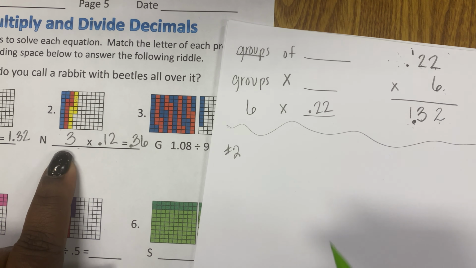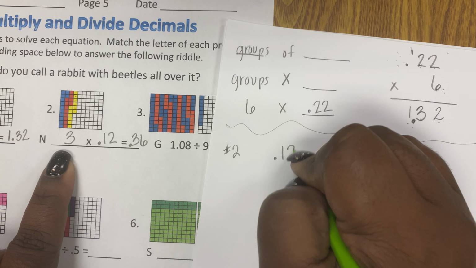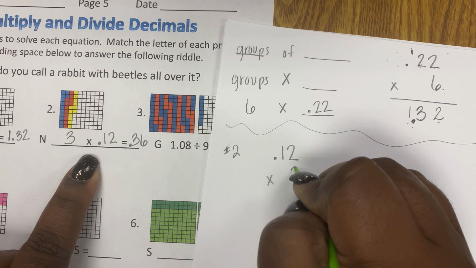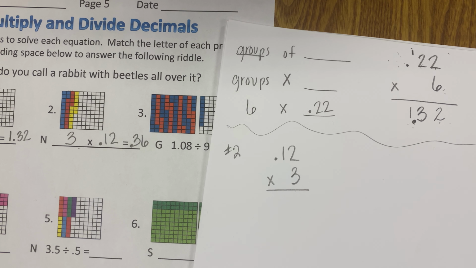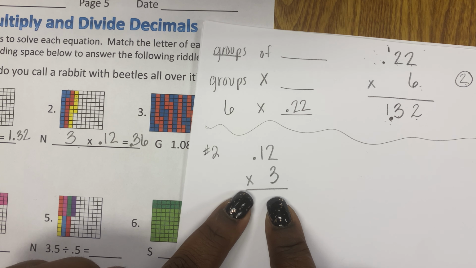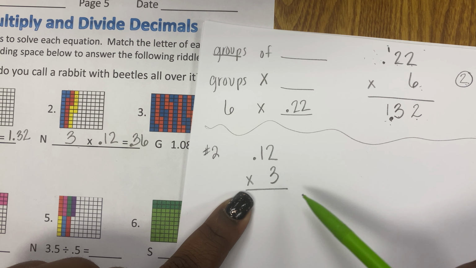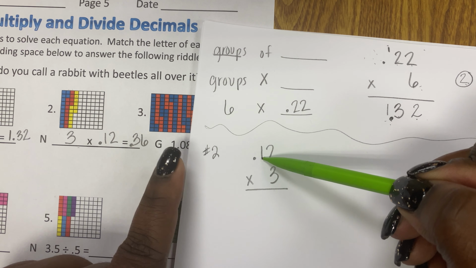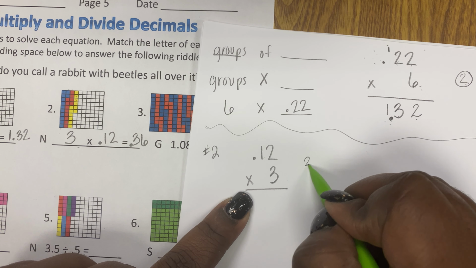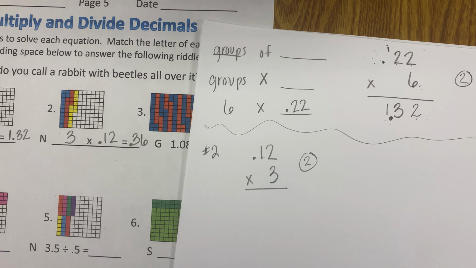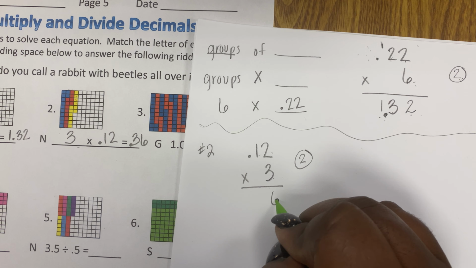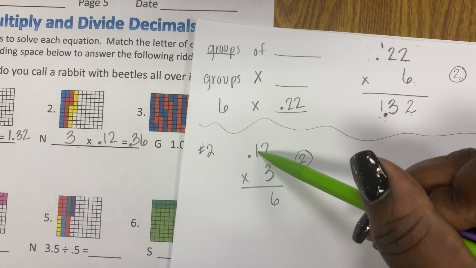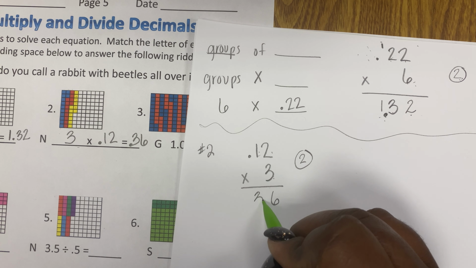This is number 2. So we have 12 hundredths times 3, or 3 groups of 12 hundredths. So I'm going to count how many total places there are behind the decimal, or to the right. There's 1, 2 places here. Is that it? Yep, 2 places. So now I'm going to do regular multiplication. I'm going to write this as 3 times 2 is 6. 3 times 1 is 3.